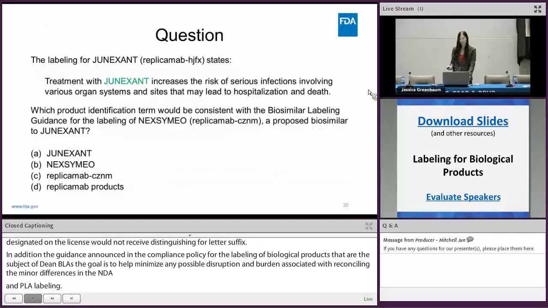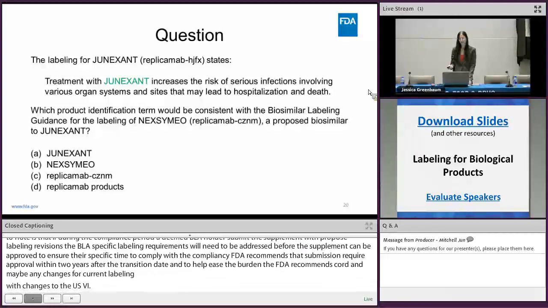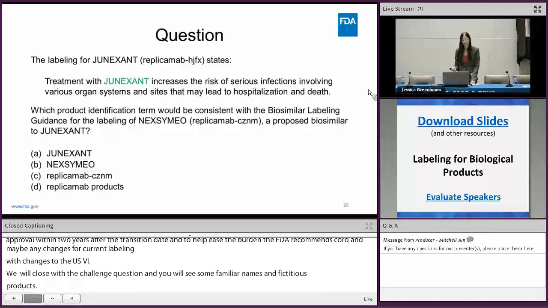So we're going to close with a challenge question. And you're going to see some familiar names, as I'll be using the same fictitious product that Ruby mentioned before. We're not that original. So here it says the labeling for Junextant, replicamab-HJFX, states, treatment with Junextant increases the risk of serious infections involving various organ systems and sites that may lead to hospitalization and death. And the question is, which product identification term would be consistent with the biosimilar labeling guidance for the labeling of Neximio, replicamab-CZNM, a proposed biosimilar to Junextant?